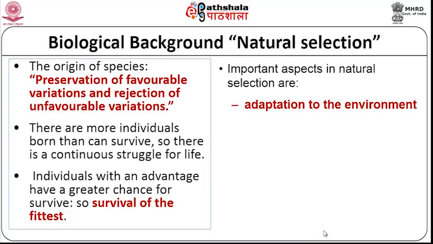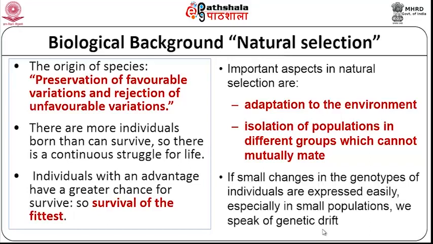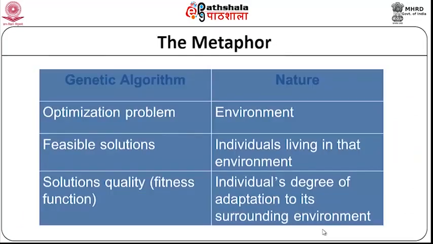An important aspect in natural selection is adaptation to the environment. So, we want the selection to occur in such a way that there is adaptation to the environment, and isolation of populations in different groups. There should be groups formed which cannot mutually mate. That also is an important aspect of natural selection. If small changes in the genotypes of individuals are expressed easily, especially in small populations, we talk of genetic drift. So, that is about natural selection.